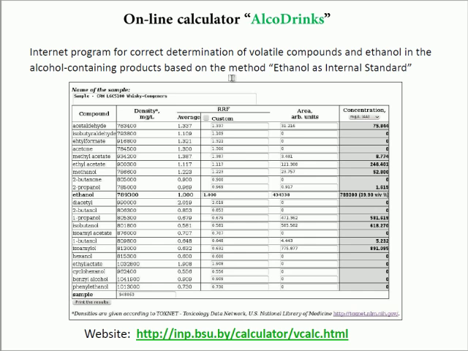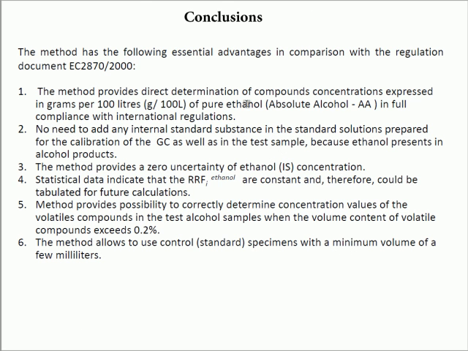There is a photo of the internet online calculator AlcoDrinks, which was created to calculate concentration of volatiles using the proposed method. The homepage of it is written below. Summing up, let us summarize the advantages of the proposed method. First of all, it allows directly determining the concentration of volatile components in units of milligram per liter of absolute alcohol in full compliance with the international governing documents. Secondly, a very valuable feature for the production: no need to add substance externally, which saves labor costs. The concentration of the internal standard is always known in advance with zero uncertainty, as it is equal to the density and is a constant table value.